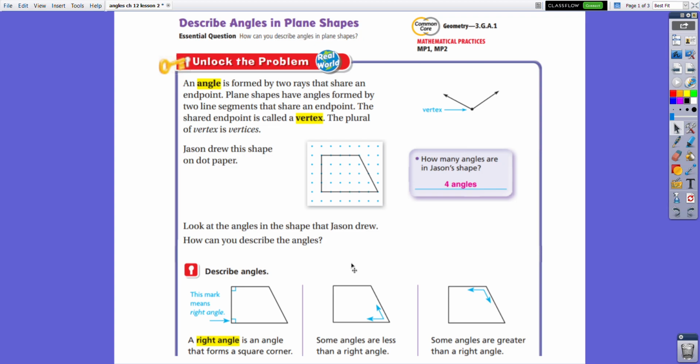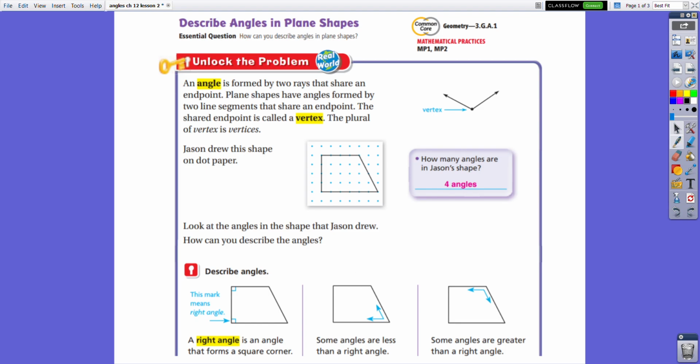Good morning, everyone. Today we will have a new math lesson. It's chapter 12, lesson 2: Describe angles in plane shapes. And you can see this lesson in your book, page 703. Okay? So, here today we will talk about angle.